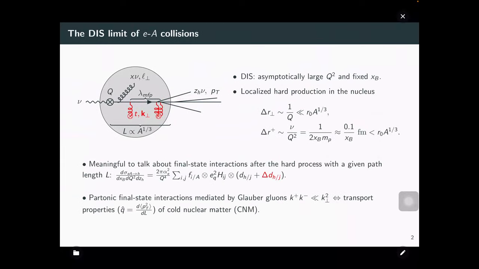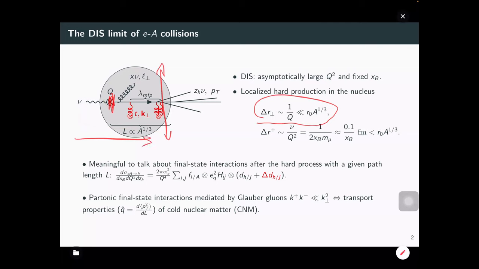Here is a schematic plot of the DIS limit of eA collisions. Usually in DIS, we require that the virtuality of the hard process, Q squared, be very large while we fix the Bjorken x. But for this picture of hard production followed by final state interactions to hold, we actually need one more condition. In this schematic plot, I draw the hard process as a point. When the hard process is really localized in the nucleus, you can compute its spatial extent in the transverse direction, which is just 1/Q. This is always smaller than the linear size of the nucleus.